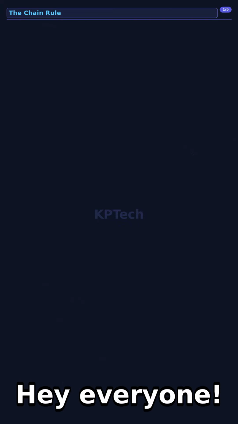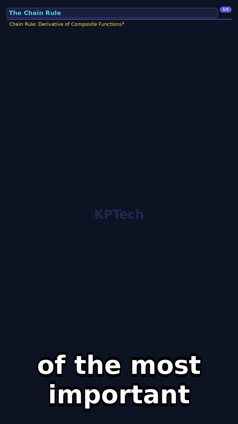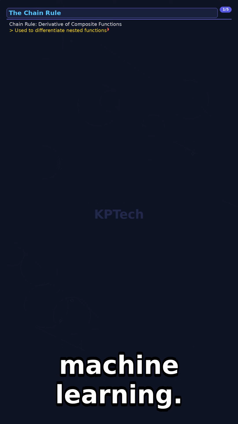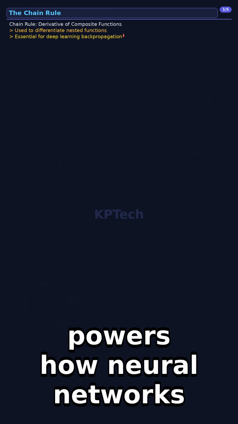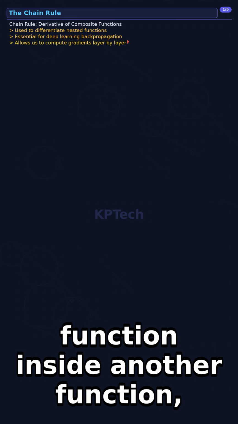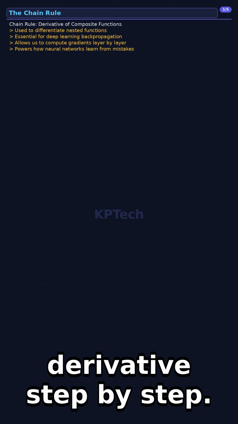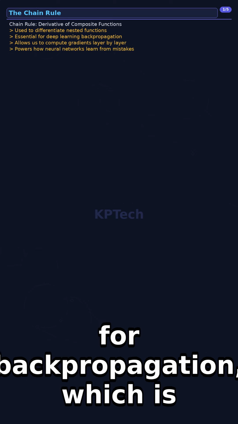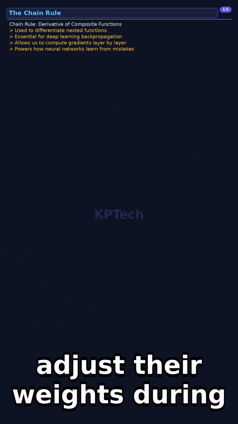Hey everyone! Today we're diving into the chain rule, one of the most important concepts in calculus for machine learning. Think of it as the mathematical engine that powers how neural networks learn. Whenever you have a function inside another function, the chain rule lets you break down the derivative step by step. This is absolutely critical for backpropagation, which is how deep learning models adjust their weights during training.